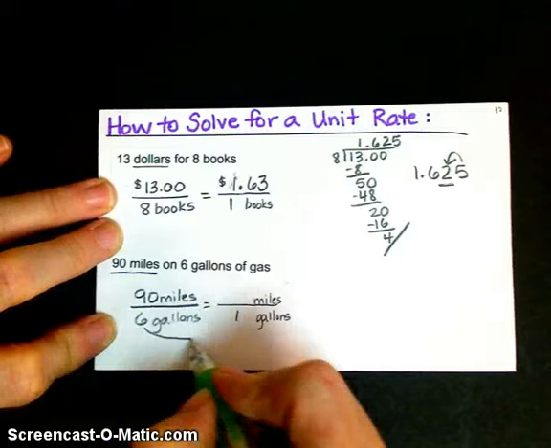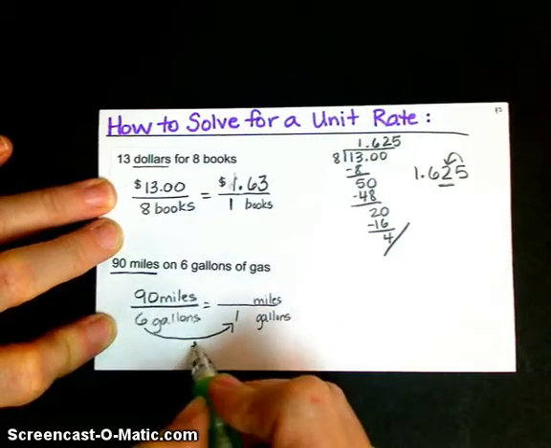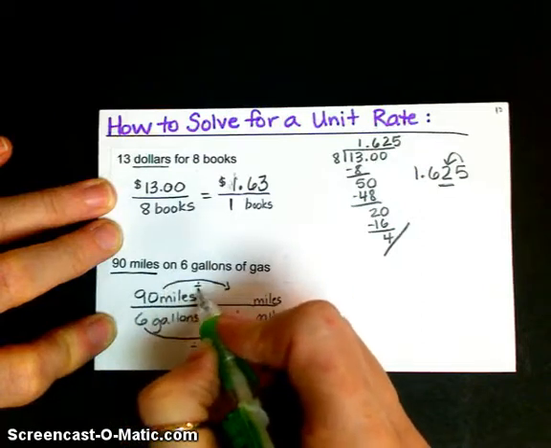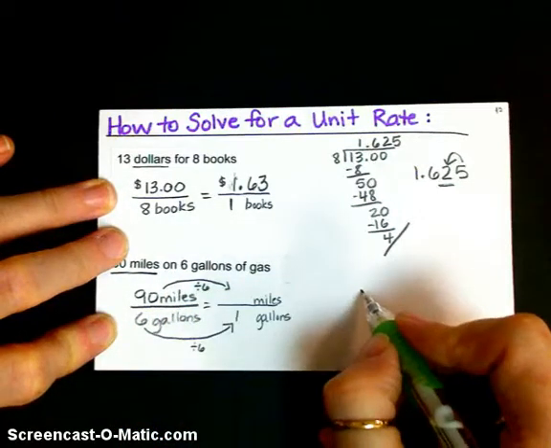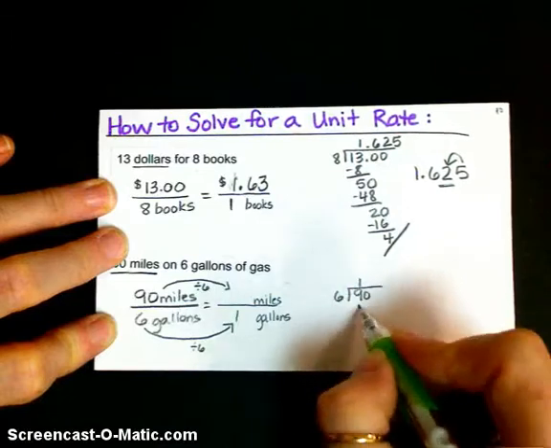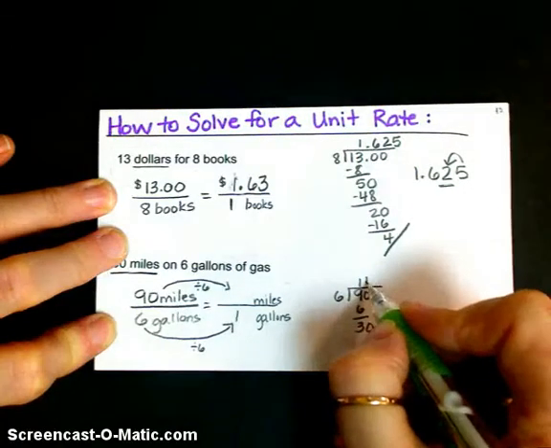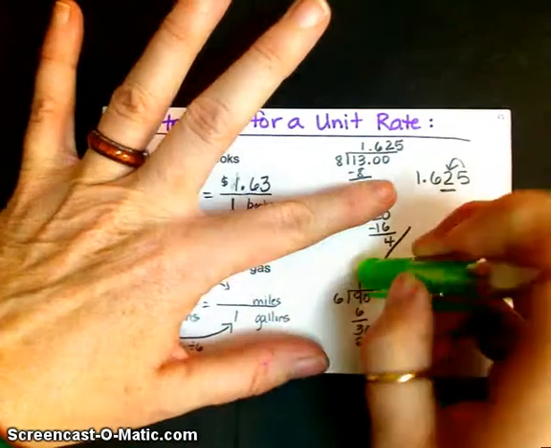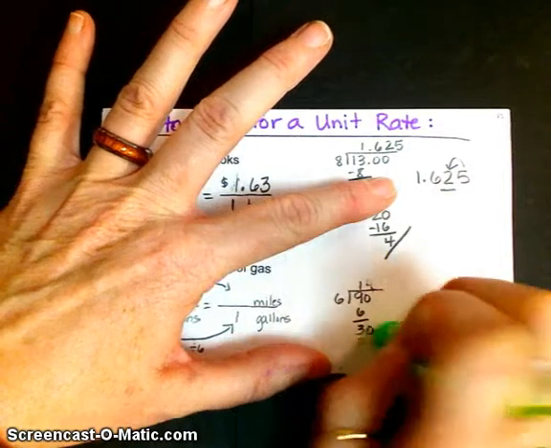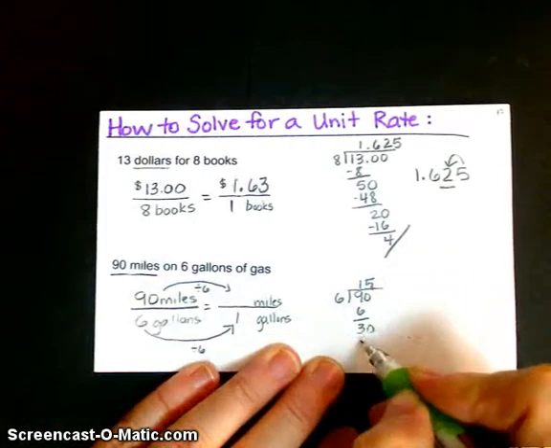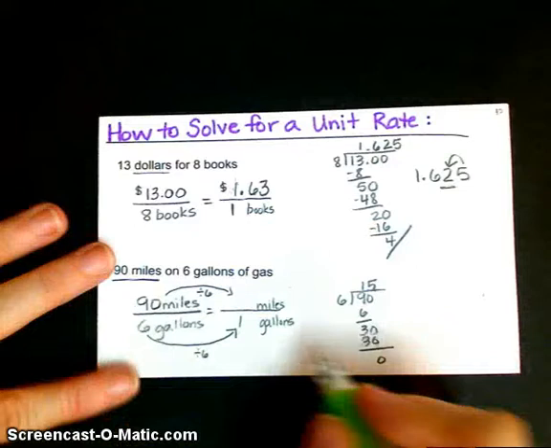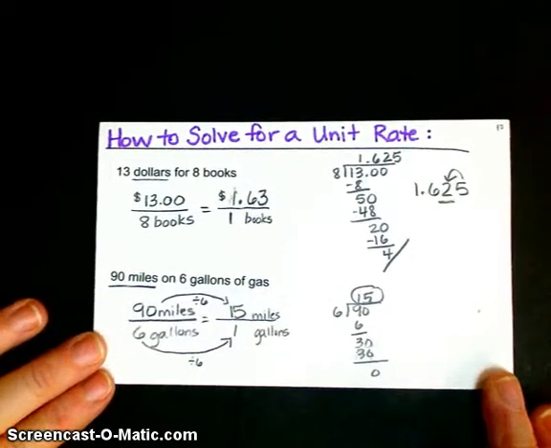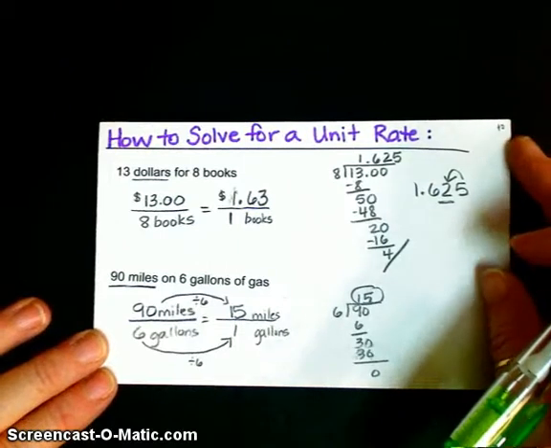Well, in order to go from 6 down to 1, I have to divide by 6 on both sides. So up at the top, I'm also going to divide by 6. Over here, I'll do my math. 90 divided by 6. Oops, and see, I just made a mistake. That should be a 5. And we have a 0 remainder. So this means we're going to be able to travel 15 miles on 1 gallon of gas. That's how we solve for simple unit rates.